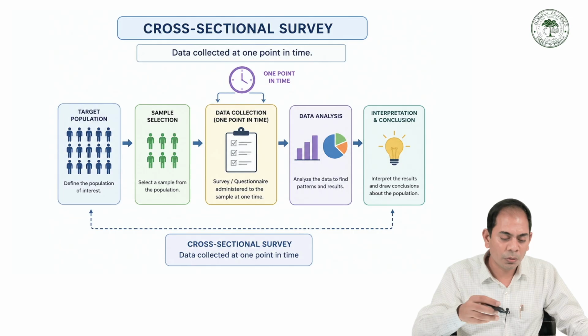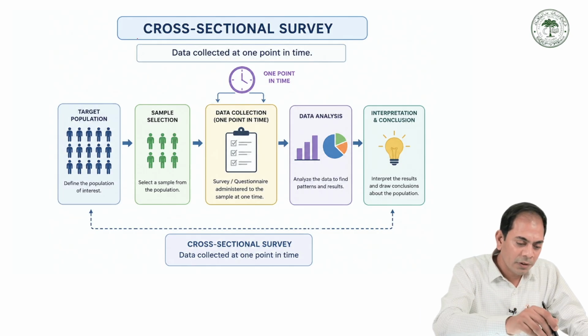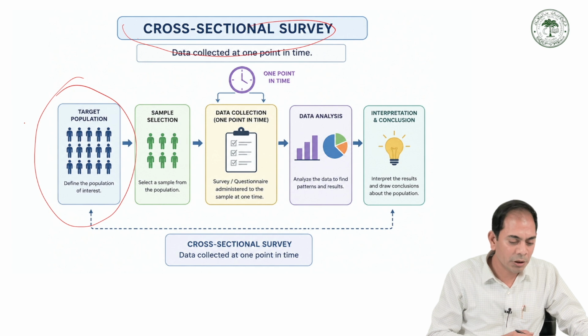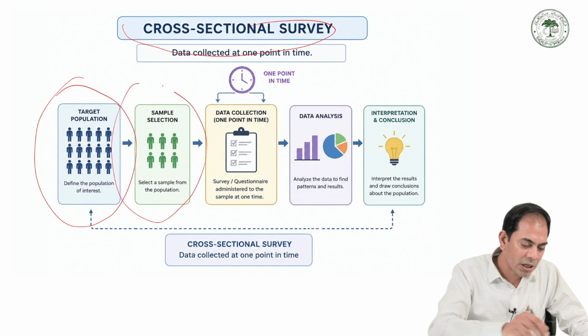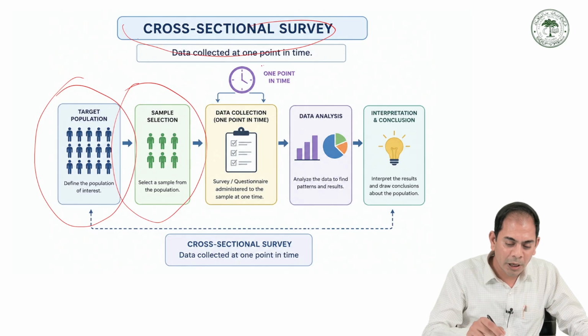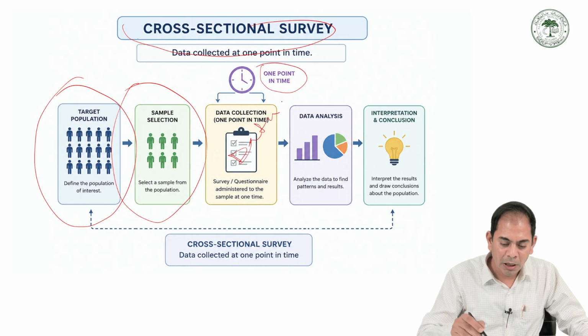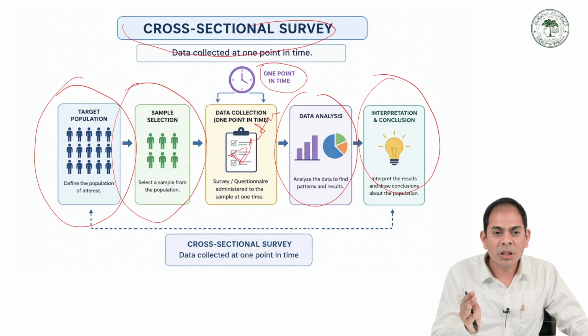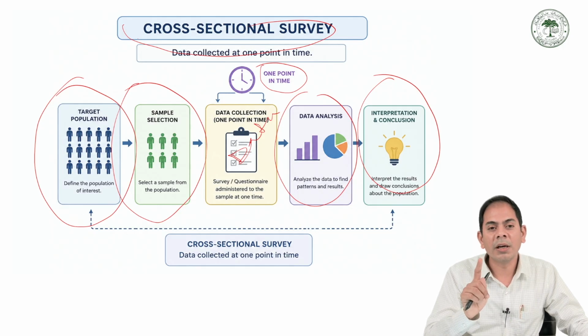In the cross-sectional survey, we first select the target population, and after that we select the appropriate sample size, and we collect the data at only one point in time. After that we go for the data analysis, and then we find the conclusion and interpretation. So this is the cross-sectional survey, the data collected at one point in time.